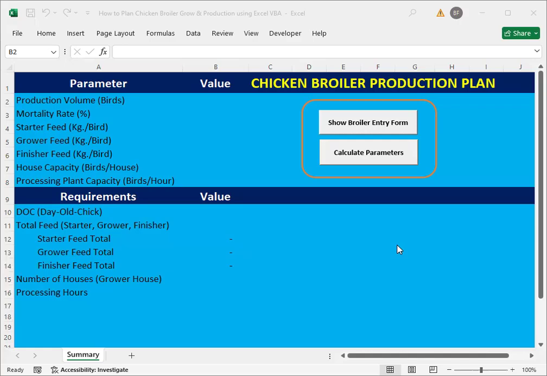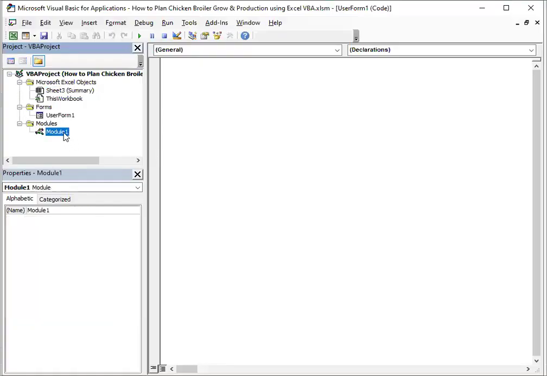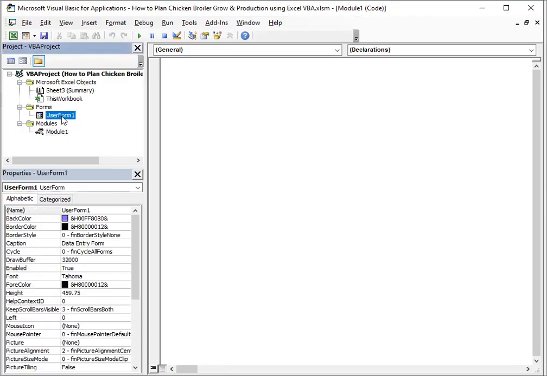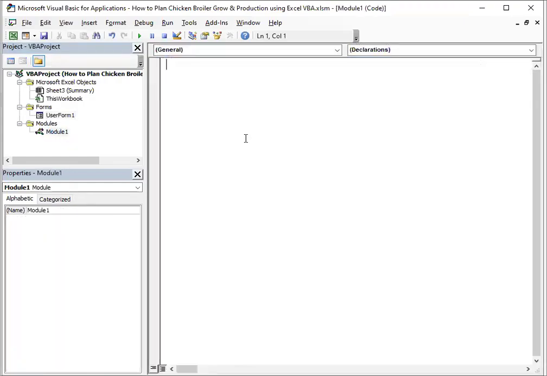So to start off, I'd like to access the developer tab and the Visual Basic in order for me to start working on the module that I'm going to write. As you can see, I've already opened a module one and a user form, which I have created before. All I have to do is just write the code. But at first, I'm going to do the module one.